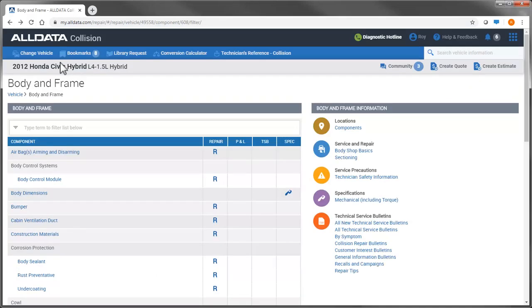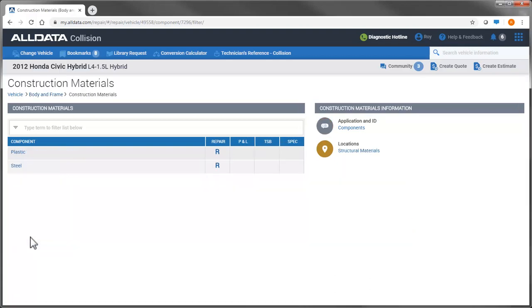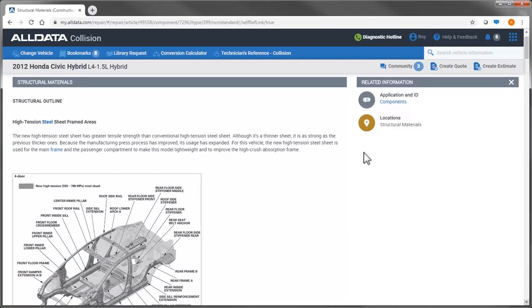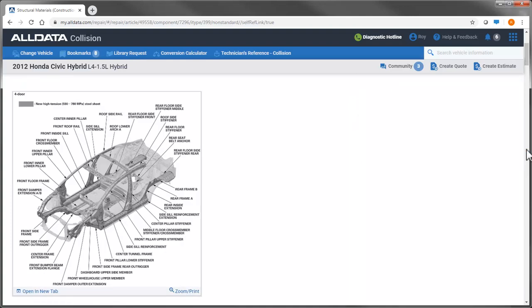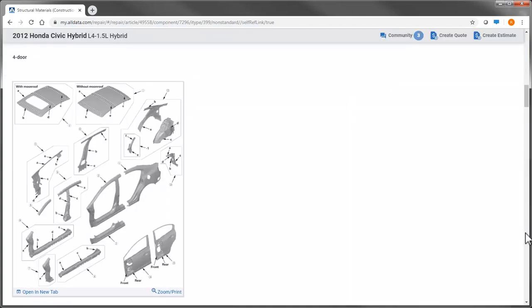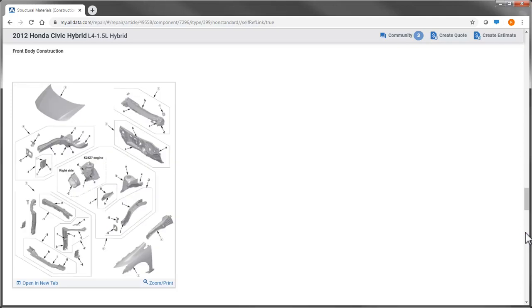The use of high-strength, lightweight steel and other exotic materials is now common throughout vehicle construction. Some of these components must be completely replaced, while others require specialized equipment or procedures to repair. Knowing where these materials are on the vehicle and how to deal with them is vital to a safe and proper repair. The construction materials area gives you this.